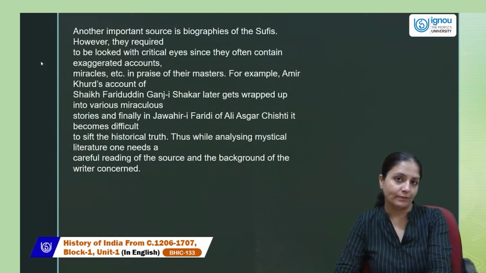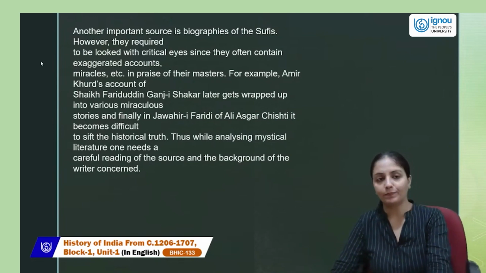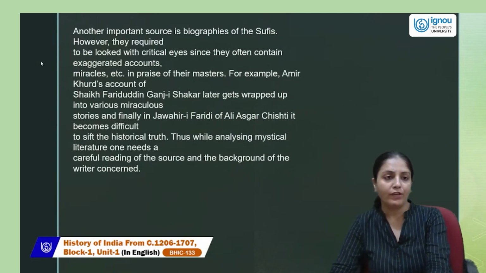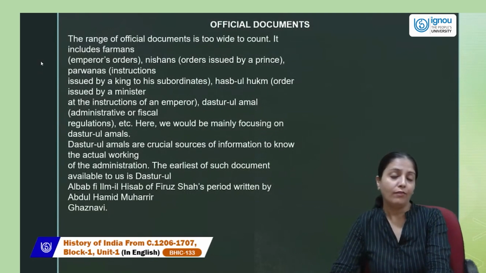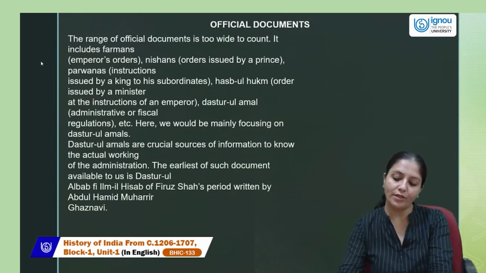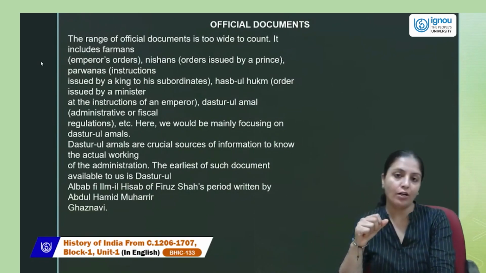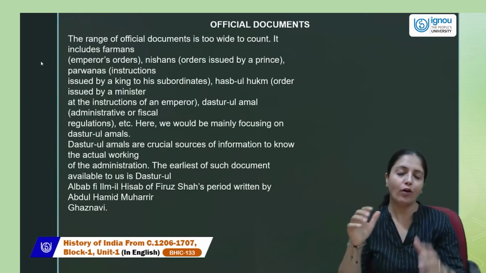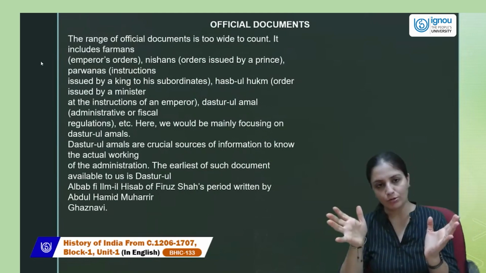Next, biographies. Biographies of Sufis. We have taken the history source to know about the particular type. Biographies. We have heard about Fariduddin Ganj Shakar, means Baba Farid. We have read about official documents. Official documents related to what, we have seen a lot of relative official documents related to that particular Delhi Sultanate and Mughal period also.